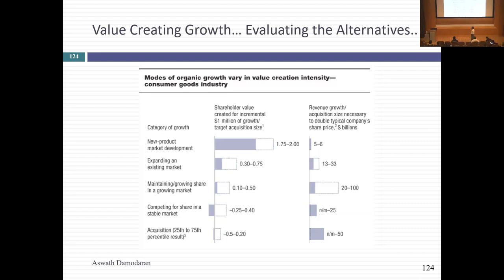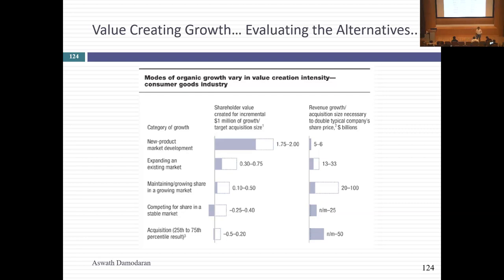Second best, expanding an existing market. By doing what? Finding a new use for a product. Have you heard of this drug called Ozempic? I think it's a drug for diabetes that now turns out to be very effective at weight reduction because it makes you so nauseous that you forget you want to eat for the rest of your life. Seems like an extreme way to lose weight. But think of how much bigger that market has now become, right? So expand an existing market.